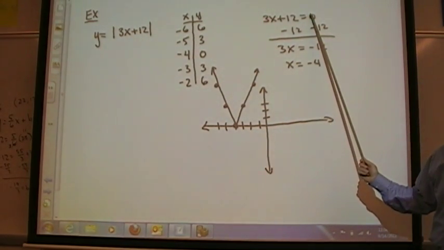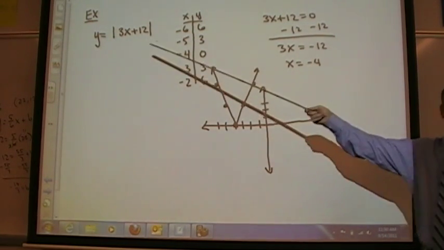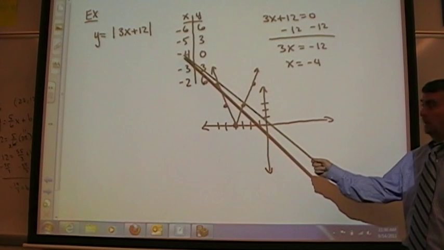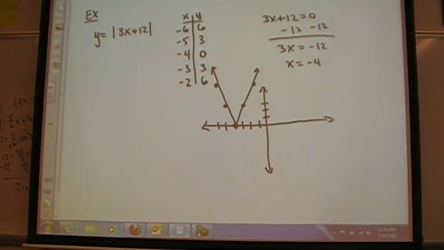Okay. All right, to find the x coordinate of the vertex, that's what I'm doing right here. If you can't look at it and tell that it should be negative 4, whatever makes the inside 0 is the x coordinate of the vertex.